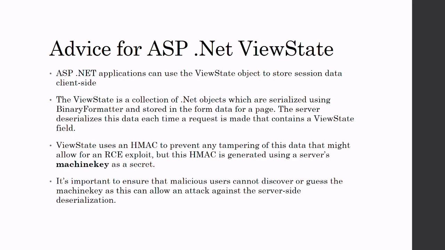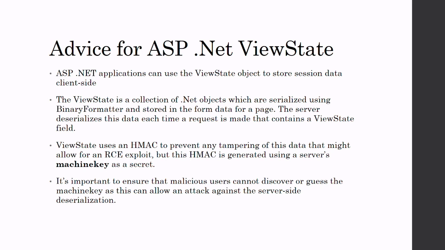ASP.NET ViewState. ASP.NET ViewState is actually serialized and deserialized using BinaryFormatter. This means that if an attacker could modify the ViewState, they could get RCE on your server, which is pretty bad. So ASP.NET by default has an HMAC that it associates with that ViewState to prevent it from being modified. The trick with this is that the secret used for the HMAC on ViewState is just a machine key.